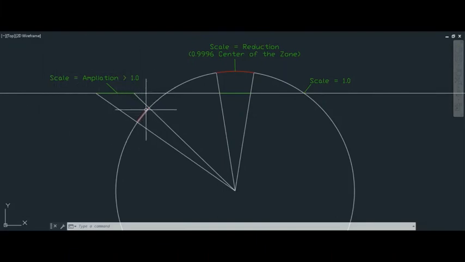If you look at the arc over here, it has a shorter distance compared to what's going to be projected on the plane. So at this point of intersection, we have a scale factor equal to 1, because we don't need to reduce or make it bigger, so the scale on these intersection points is going to be 1 or very close to 1. And as we go away from this intersection, we're going to have an ampliation scale factor, which is greater than 1.